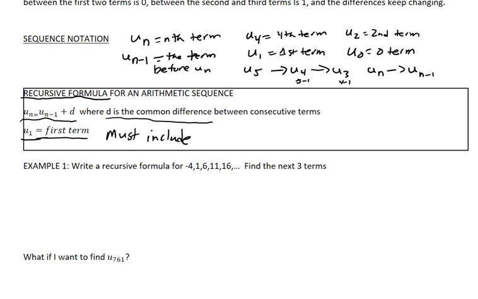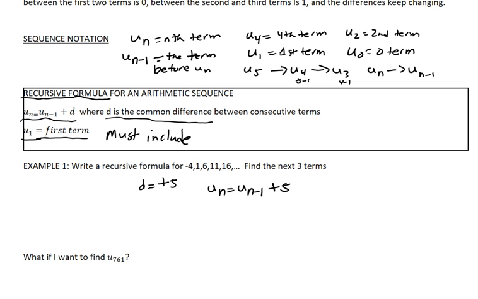So we already said that our d is plus 5. We're adding 5 each time with that sequence from before. So our formula would be u sub n equals u sub n minus 1 plus 5. In other words, if I want to find the nth term, take the term just before it and add 5.